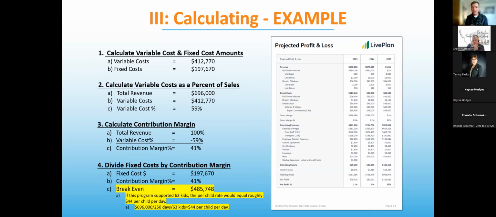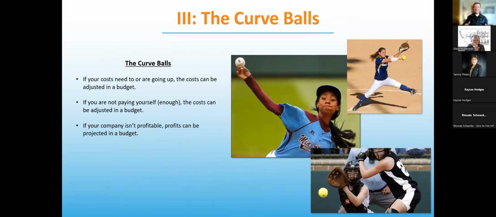The contribution margin then is divided into 197,670 to get our total revenue per year break-even dollar amount. To then calculate what that means for your per child rate, all we did is divide it out by how many days per year that you're open, divided by the head count of your children enrolled, and there's your per day rate, your per child rate. So there's a lot there. I get it. It can be a lot.